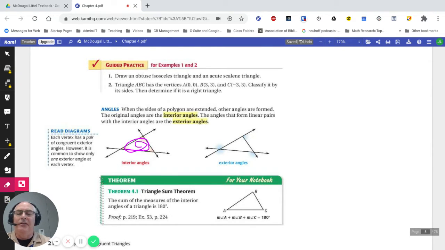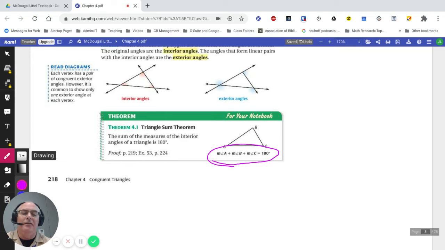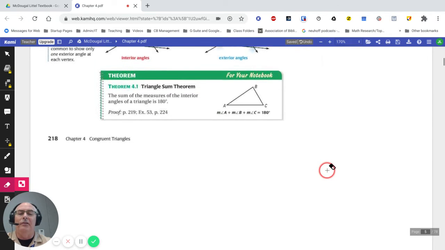So in this case, each of the exterior angles plus its associated interior angle is a linear pair, and we know those are going to add up to 180 degrees. I think everybody knows that when you add up the measures of all three interior angles of a triangle, it adds up to 180 degrees, which is independent of the type of triangle it is. It always has to add up to 180 degrees for it to actually be a triangle.